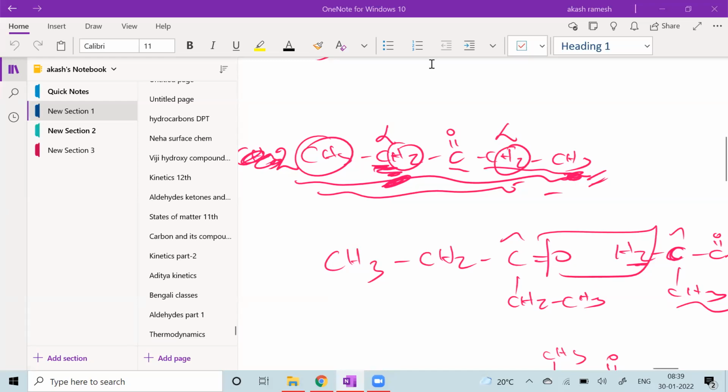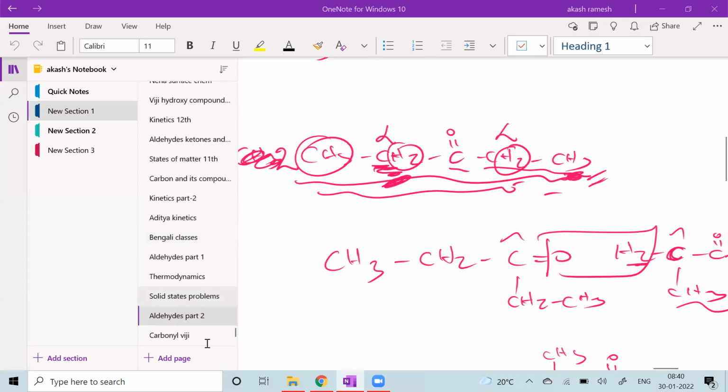Okay, something is there in the chat. Periodic classification, need, early attempts, Dobereiner's triads. Okay, fine. I think no portions are deleted. All the things that are there in this chapter are there for you. No portions are almost deleted. Okay, fine. So moving on. Today we'll start with a new chapter.